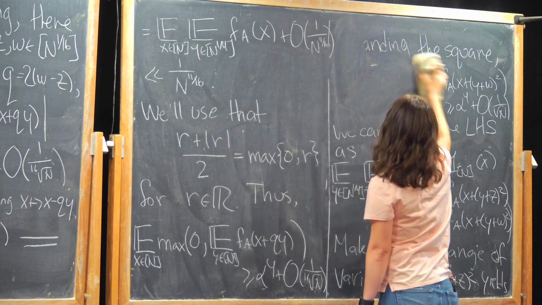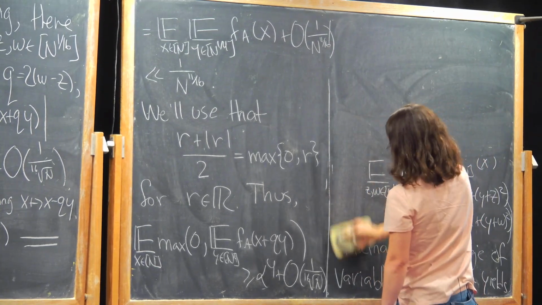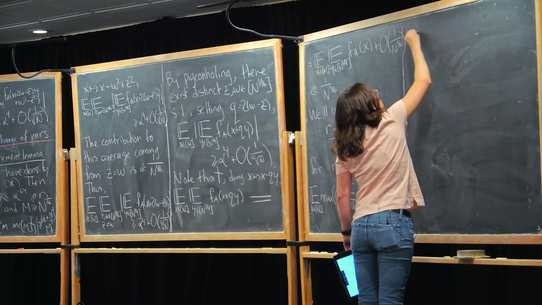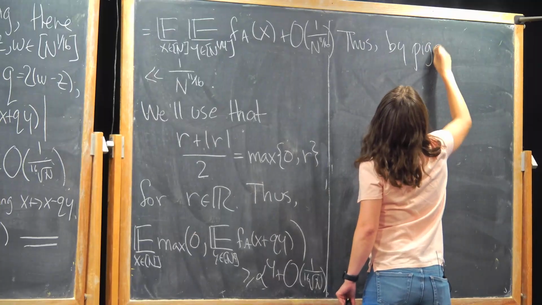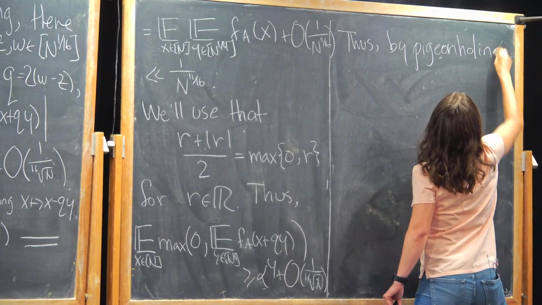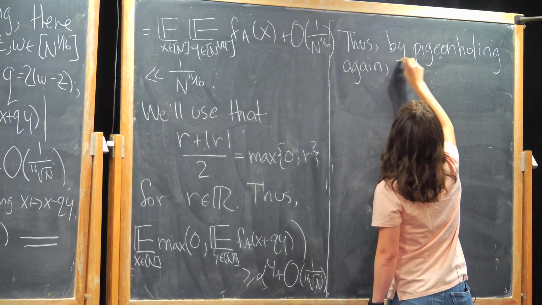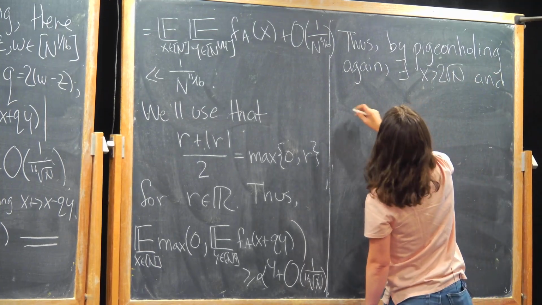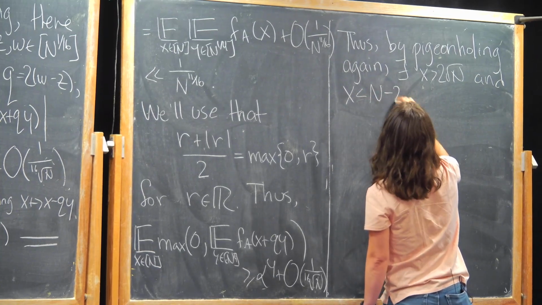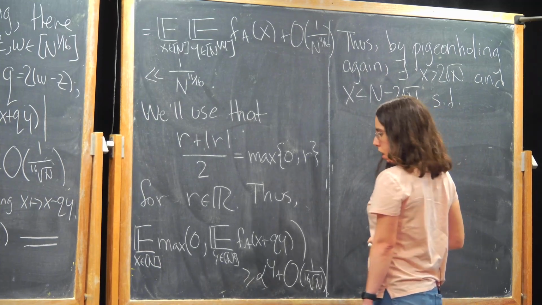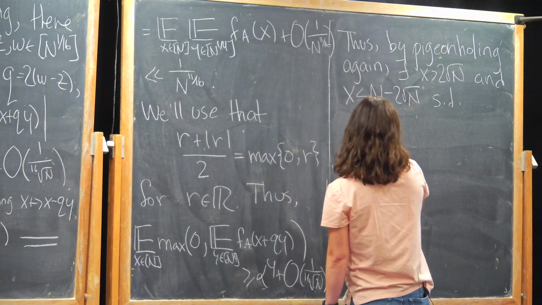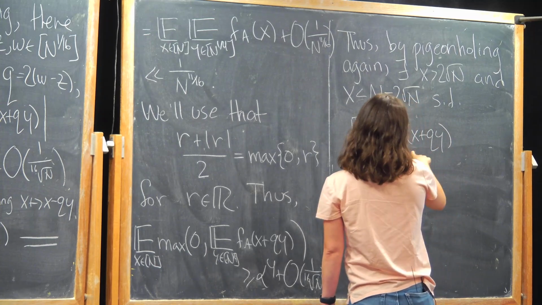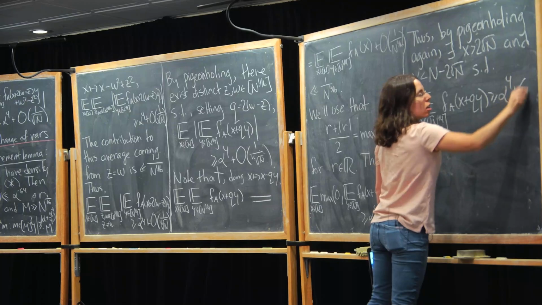That says that we can throw those out and then apply the pigeonhole principle again and get that there exists some x that's at least 2 square root of n, and at most n minus 2 square root of n, such that the average over y of the balanced function on the progression x plus qy is at least alpha to the 4th plus the error term.